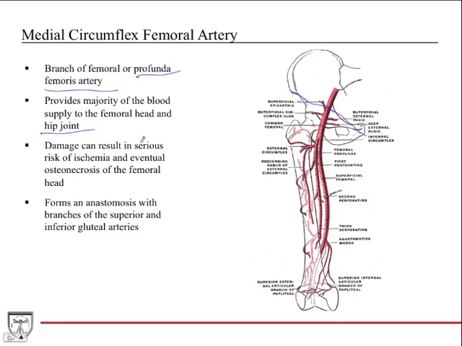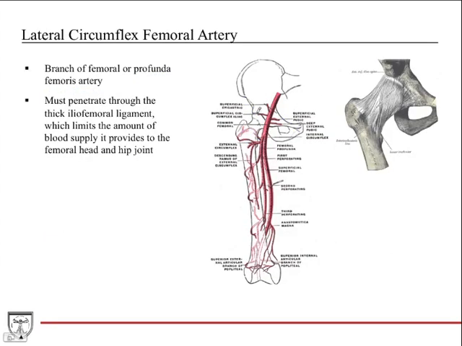Damage to this artery can be very serious. It can result in ischemia and eventual osteonecrosis of the femoral head, which is where you have just complete death of the femoral head, and then at that point you would need to do surgery and replace it. Another important thing is that the medial circumflex femoral artery forms an anastomosis with branches of the superior and inferior gluteal arteries, and then you can also see that it has a nice ring around the femoral neck here by forming an anastomosis with the lateral circumflex femoral artery as well, similar to the circumflex humeral arteries around the head of the humerus.